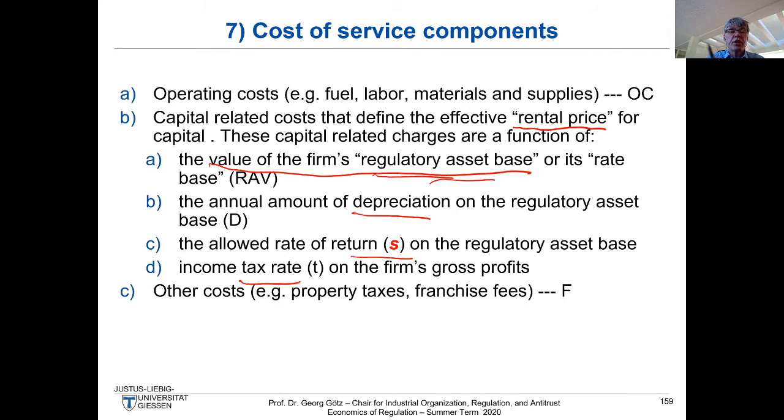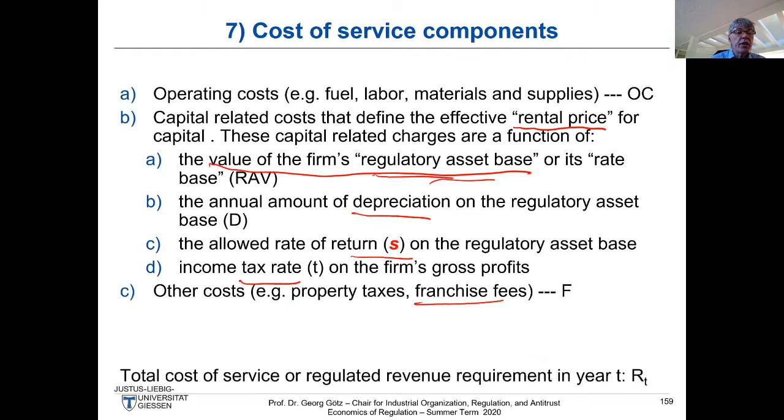We will go into detail. I will give you much more information on that. And there are other costs like property taxes, franchise fees, and so on. In Germany, for instance, operators of electricity distribution systems, like Stadtwerke Gießen, have to pay a so-called Konzessionsabgabe, which is like a franchise fee, to the municipality.